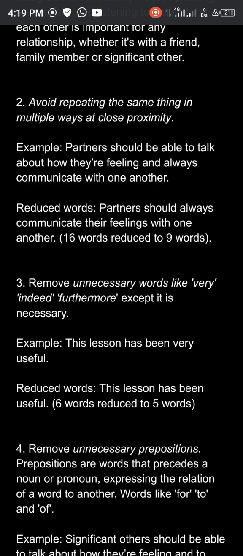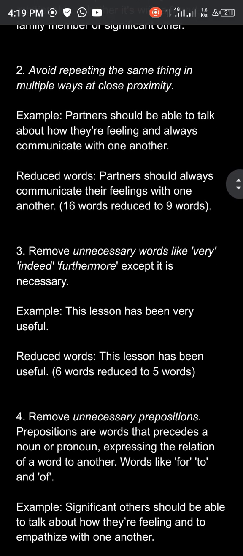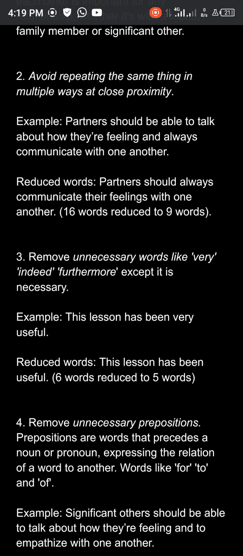Example: partners should be able to talk about how they are feeling and always communicate with one another. Are you seeing? It's the same thing. The long and short of this whole sentence now is partners should always communicate. So look at the reduced words. Partners should always communicate their feelings with one another. And that's all. Your message is still clear. So now 16 words have been reduced to 9 words.